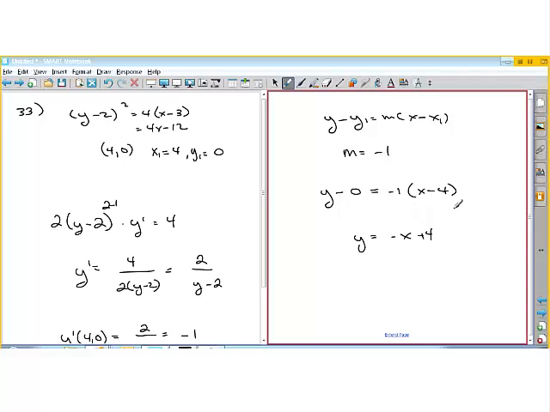Again, if you look at the curve, you can see that if you draw a line at about a 45-degree angle with a negative slope, it's going to go up and intersect the y-axis at about y equals 4, which is the y-intercept. Okay, now I'm finished.